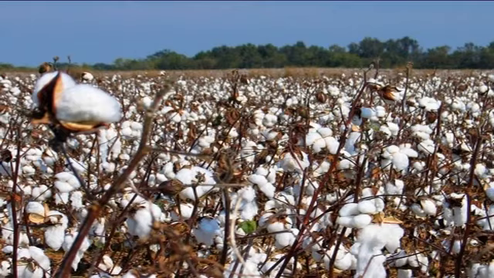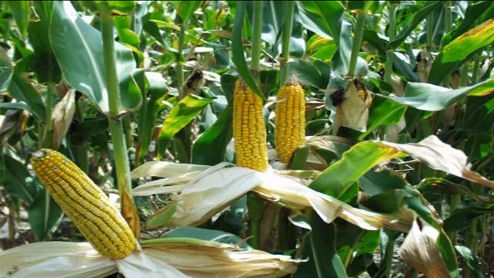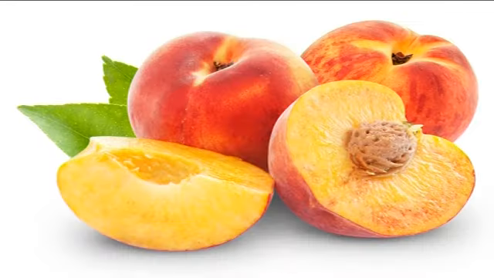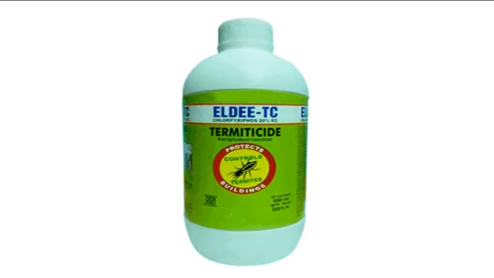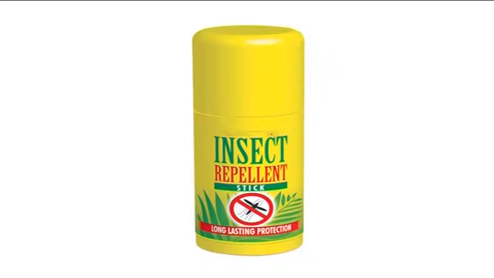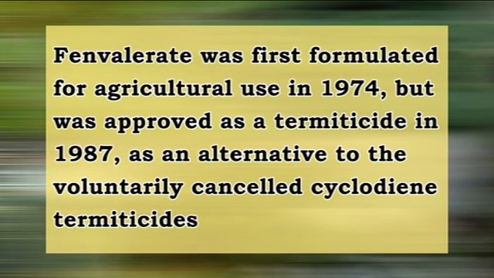Fenvalerate is registered for use on a wide array of crops including cotton, soybeans, corn, vegetables, apples, peaches, pears and nuts, as well as a termiticide and insect repellent. Fenvalerate was first formulated for agricultural use in 1974, but was approved as a termiticide in 1987 as an alternative to the voluntarily cancelled cyclodiene termiticides.